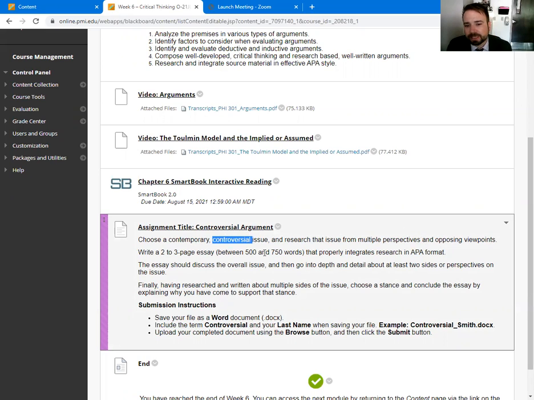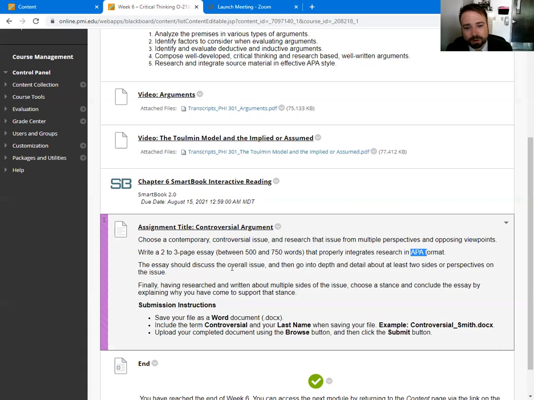So once you've picked a topic, a controversial issue, and you've done some research, you need to write a 2 to 3 page essay, so between 500 and 750 words. You need to properly integrate your research in APA format. If you've looked at the comments on papers, I've been mentioning APA format, APA in-text citations, OWL, Purdue, APA over and over and over again. And we are on week 6, so it is really starting to get crucial that you have proper APA, specifically in-text citations.